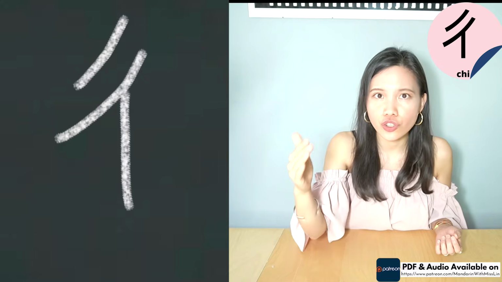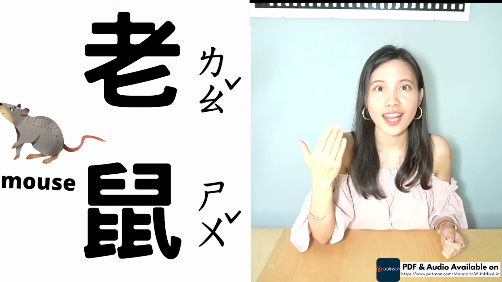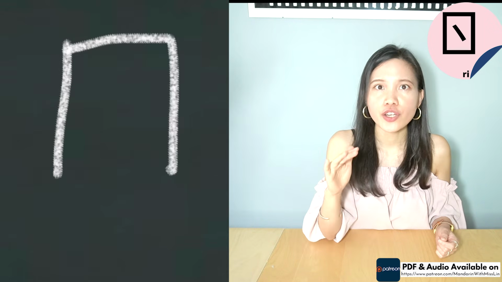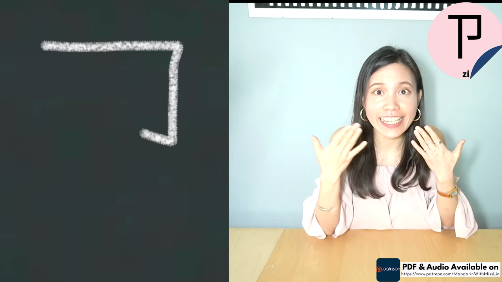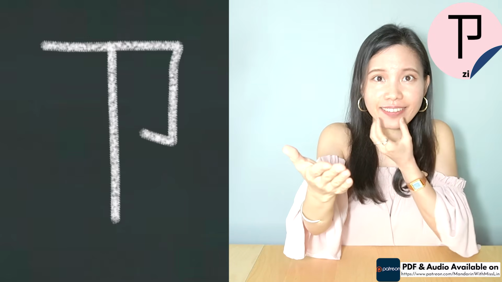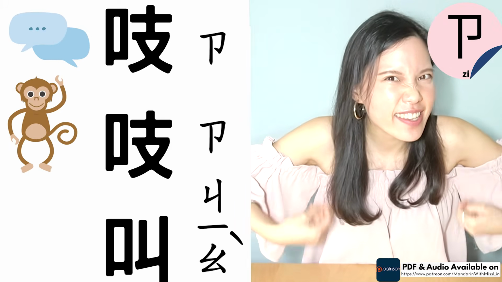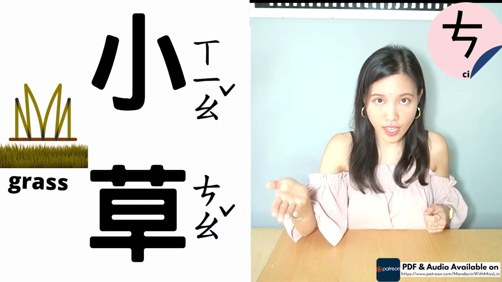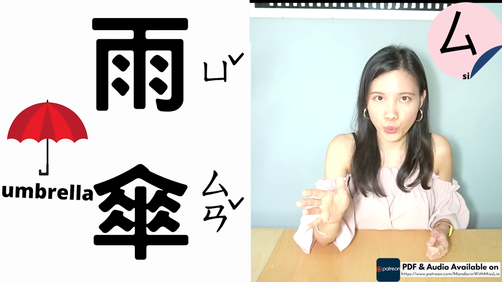吃，吃，吃，锄头，锄头。狮，狮，狮，老鼠，老鼠。日，日，日，热狗，热狗。滋，滋，滋。Make sure when you do this sound, it's also horizontal. 滋滋叫，滋滋叫。Like monkeys. 吃，吃，小草，小草。丝，丝，丝，雨伞，雨伞。There you go, so you've learned all the initials.